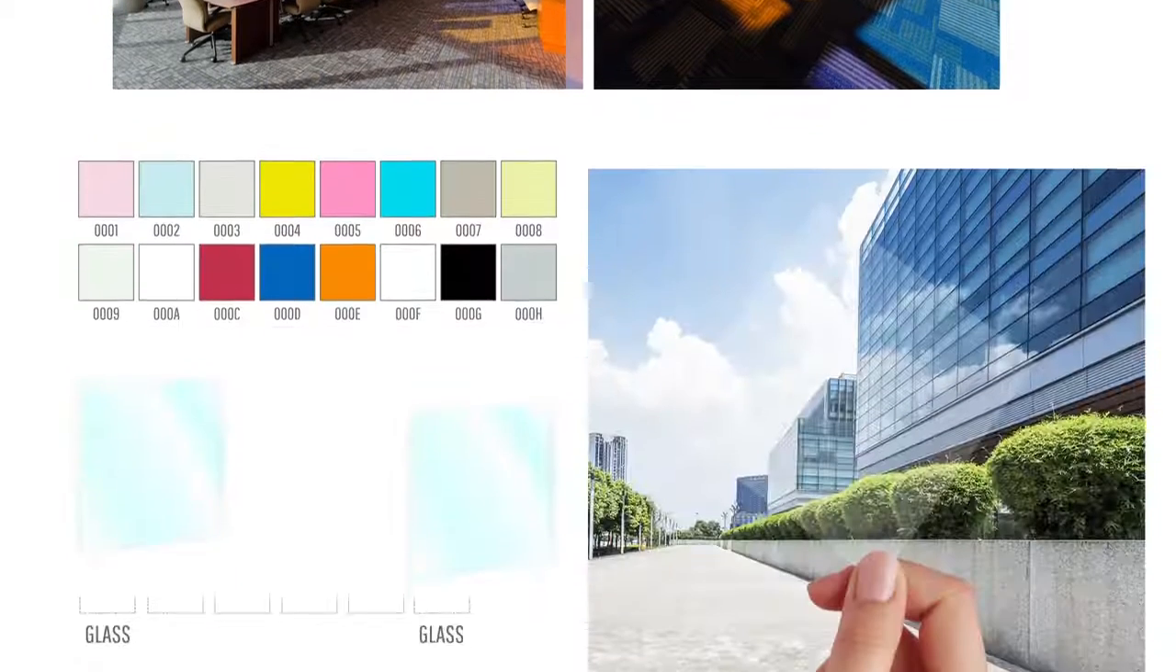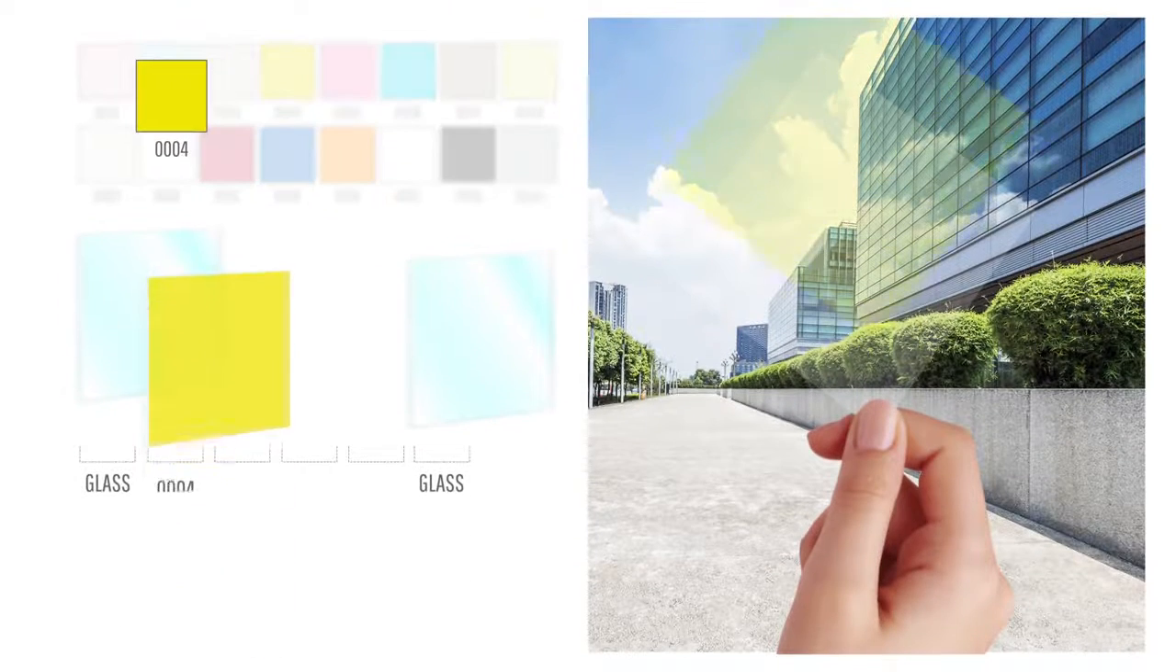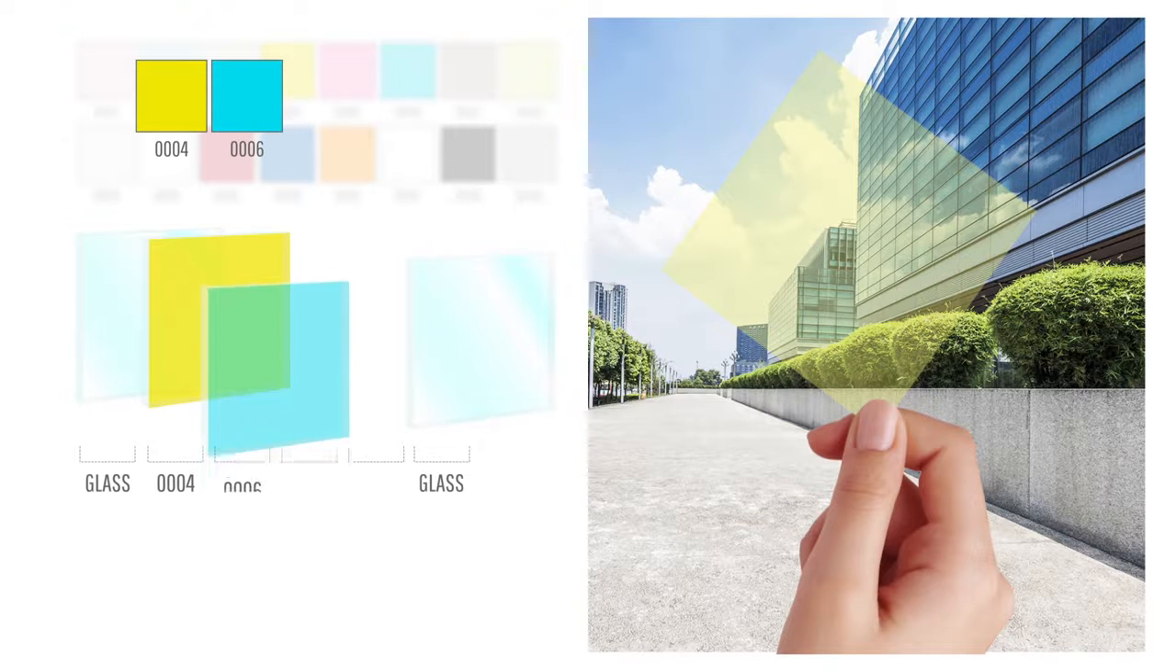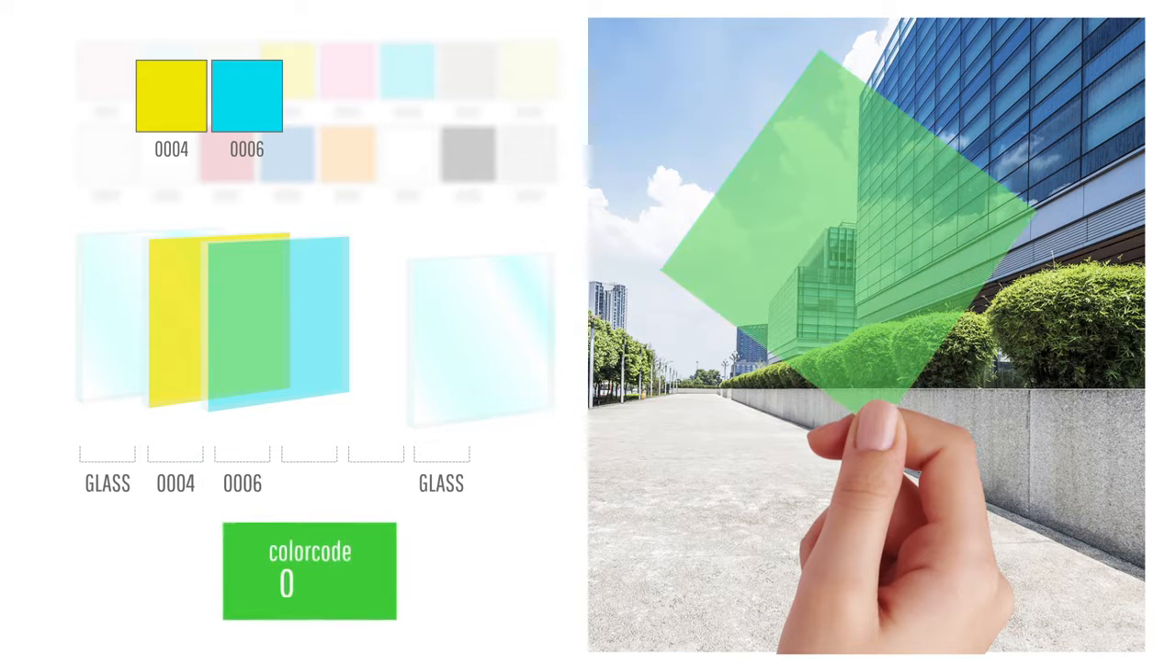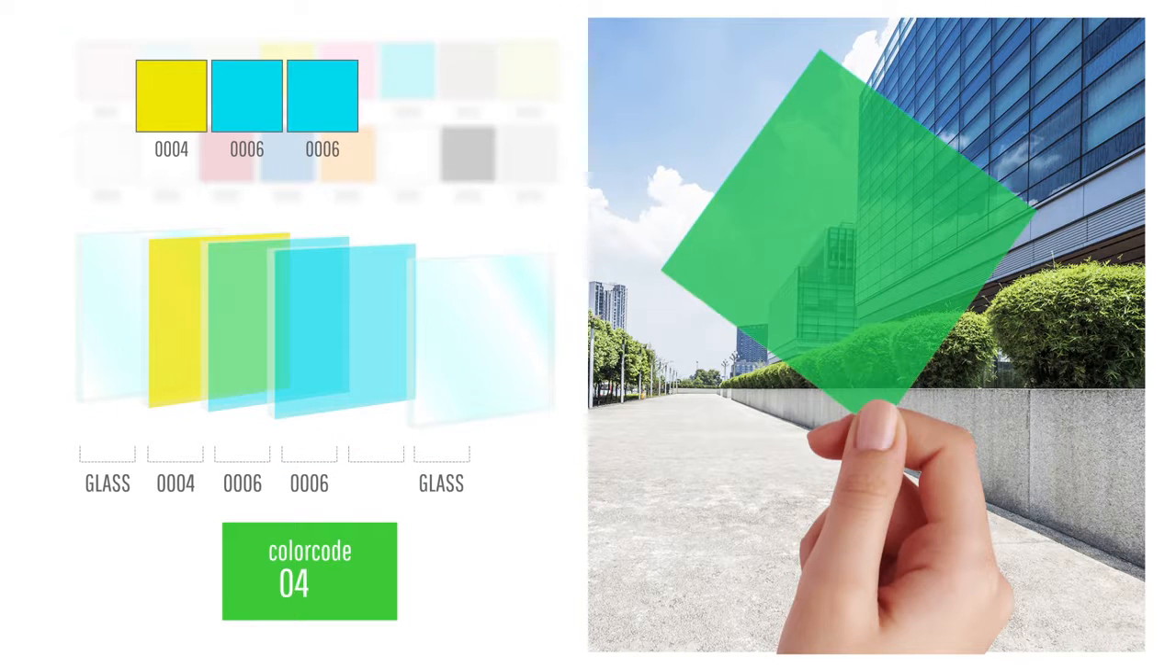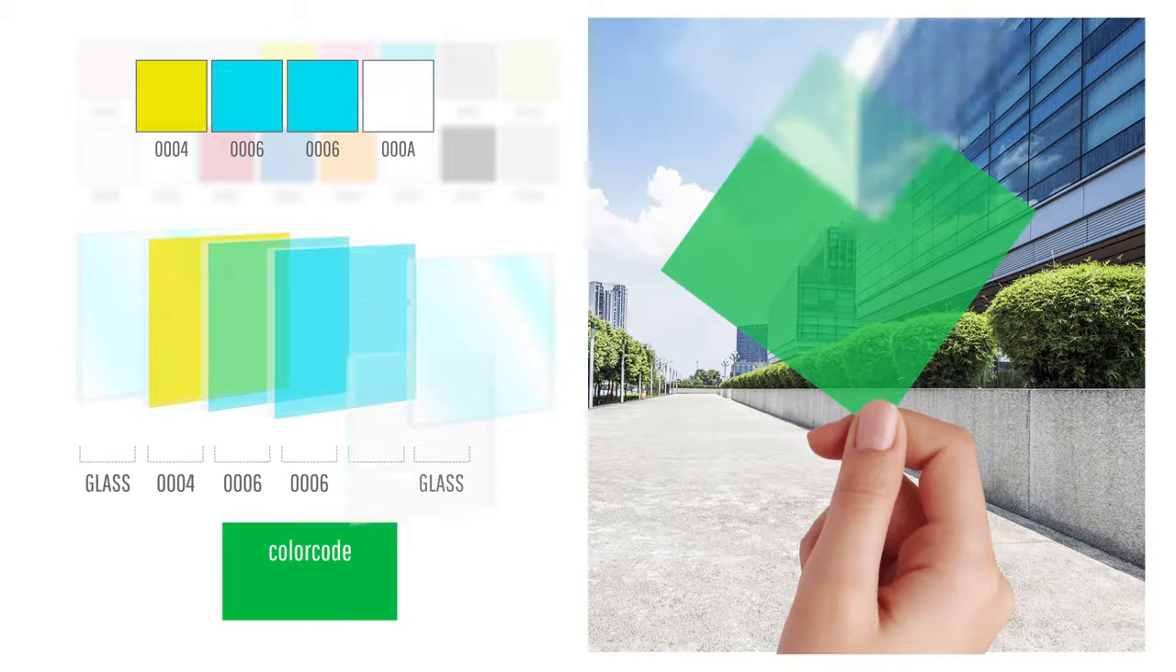For example, combining yellow, code 4, with a blue interlayer, code 6, creates Vanceva color 0046, representing the correct order of the interlayers used. To slightly intensify the color, simply add a third interlayer, such as code 6. Your final code is now 0466. To add a little more translucence and privacy, simply add a fourth layer of white.